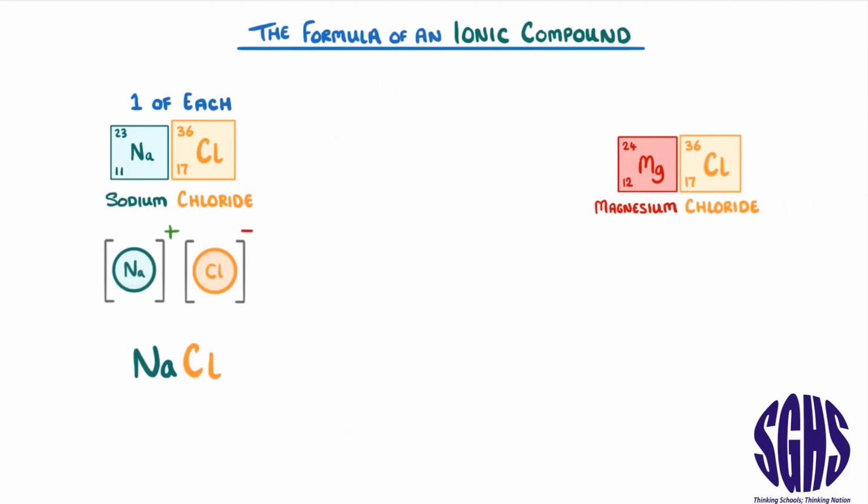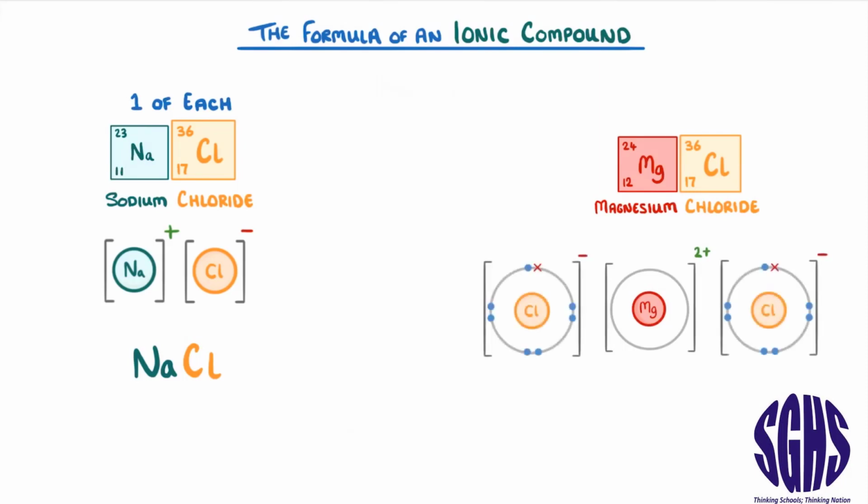If we had magnesium chloride though, then it would be a bit different, because magnesium is in group 2. So when it becomes an ion, it loses 2 electrons to become a 2+ ion. So this time, to balance out that 2+, we'd need 2 of the chloride ions, which are each 1-, meaning our formula would be MgCl2.